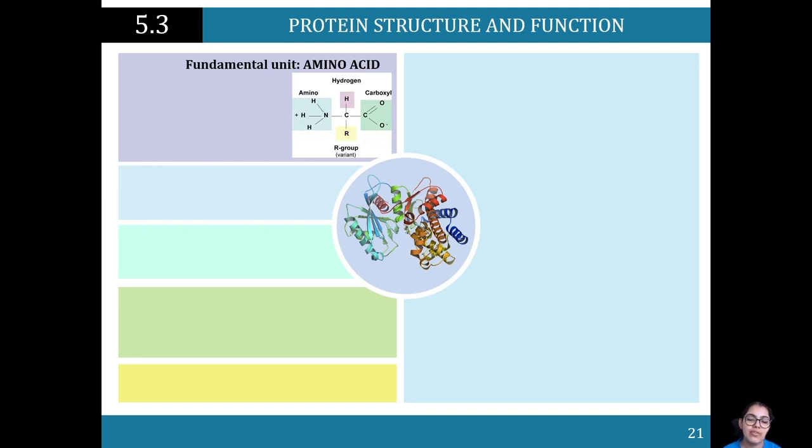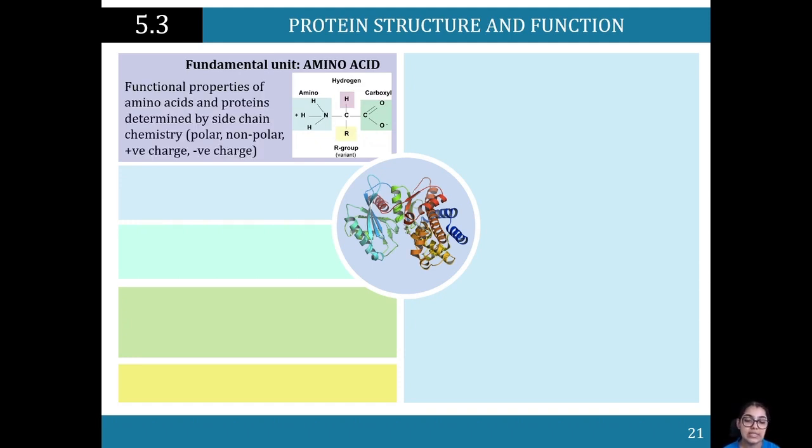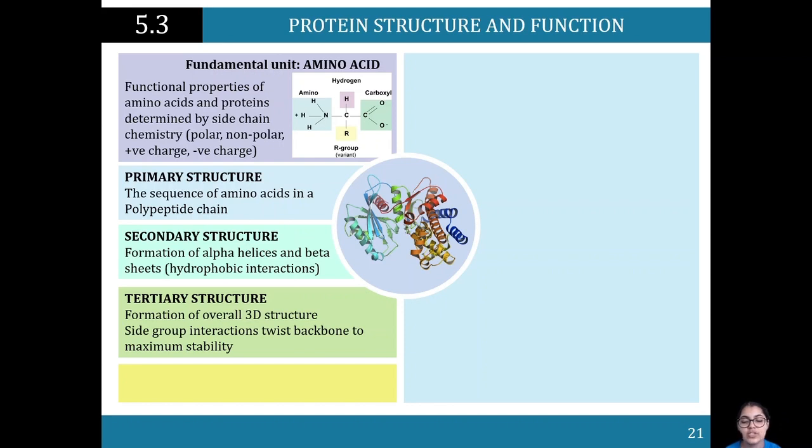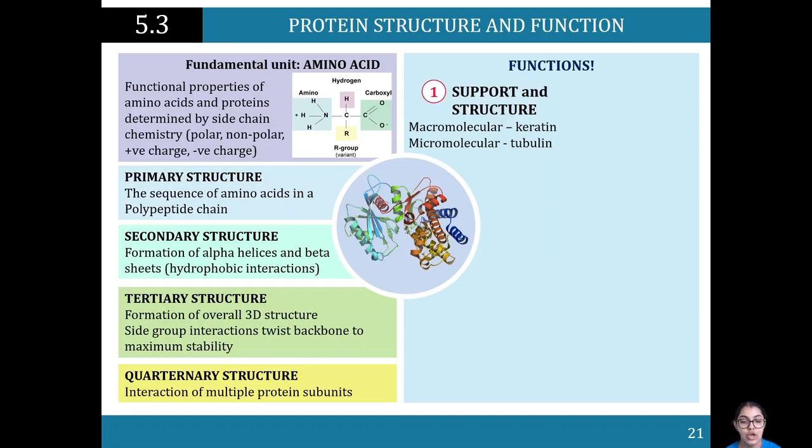So the fundamental unit of a protein is amino acids. They're the functional units, and they have various side chains. The primary structure is when there is a sequence of amino acids in a polypeptide chain. The secondary structure is the formation of alpha helices and beta sheets. Tertiary structure is the formation of overall 3D structures and side group interactions between these amino acids for maximum stability. And finally, the quaternary structure is when multiple protein subunits are involved. They are interacting. So what are the functions?